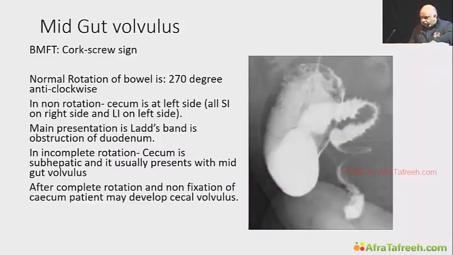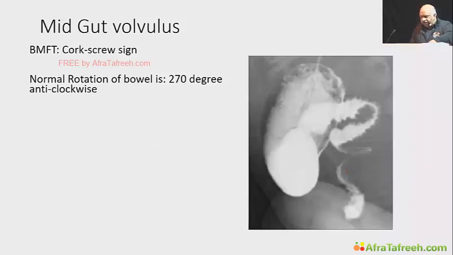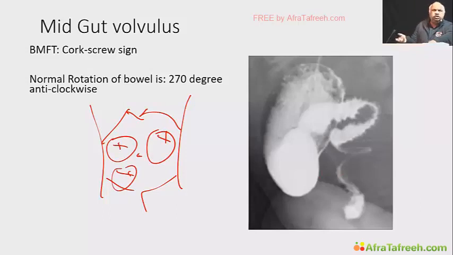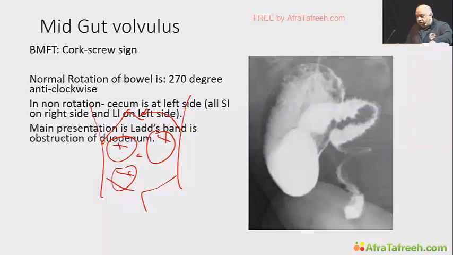So I'll just draw it here once more, what I said. If the cecum stops here, that is non-rotation causing Latz band obstruction. If the cecum stops here, that's called incomplete rotation, that will cause midgut volvulus. And if the cecum goes all the way, rotation is complete but there is non-fixation, that will cause cecal volvulus, right? This is what is written here.